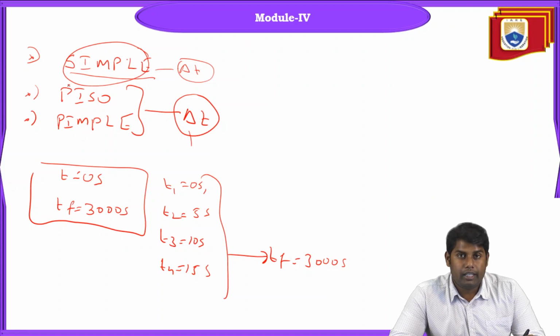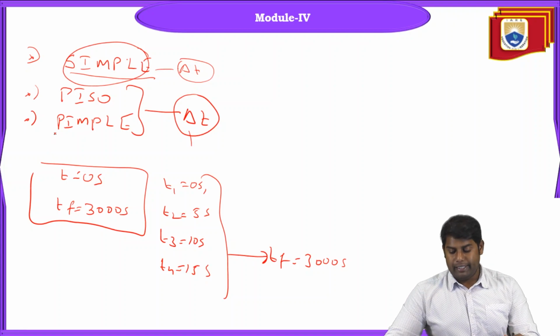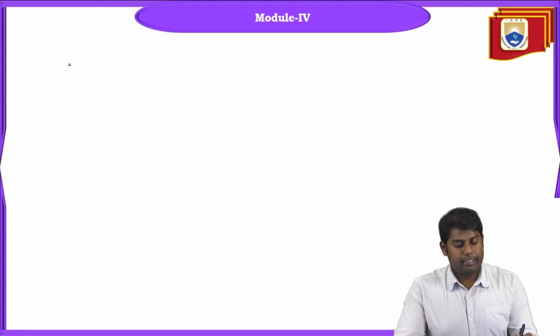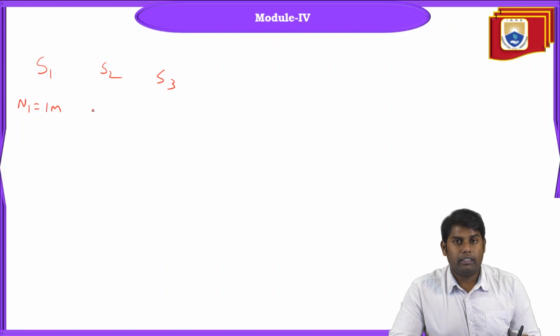Whereas for the semi-implicit pressure linked equation method, we will fix the delta t, and there is a study called the time independent study, or time convergence. Why do we do a time independent study? Here, let us take a simulation set of 3: S1, S2, S3. S1 has number of grid points N1 as 1 million, S2 has N2 as 2 million, and S3 has N3 as 3 million.